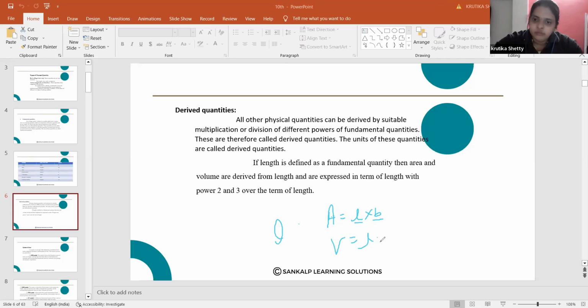Volume. Yes, the volume is expressed in terms of length into breadth into height. Length is fundamental, breadth is fundamental, height is also fundamental, because all are expressed as length only. Volume depends on the fundamental quantities, so volume is called a derived quantity. The fundamental quantities are not depending on any other quantities. The derived quantities are depending on the fundamental quantities. So this is about the fundamental and derived quantities, scalars and vectors.